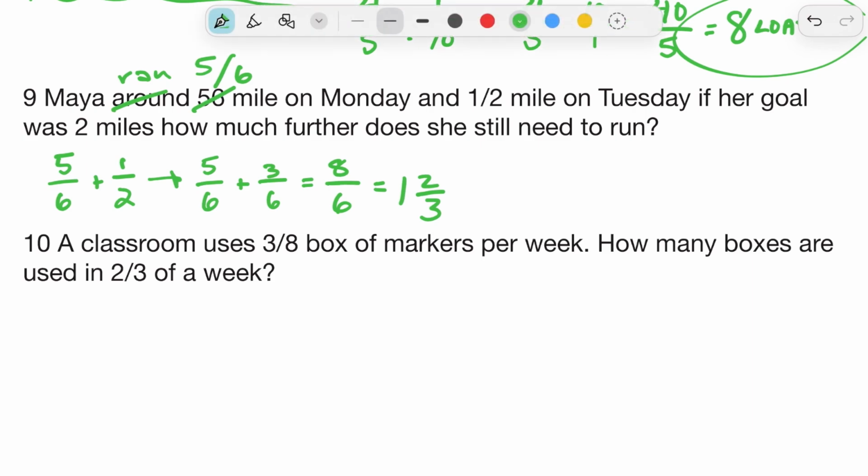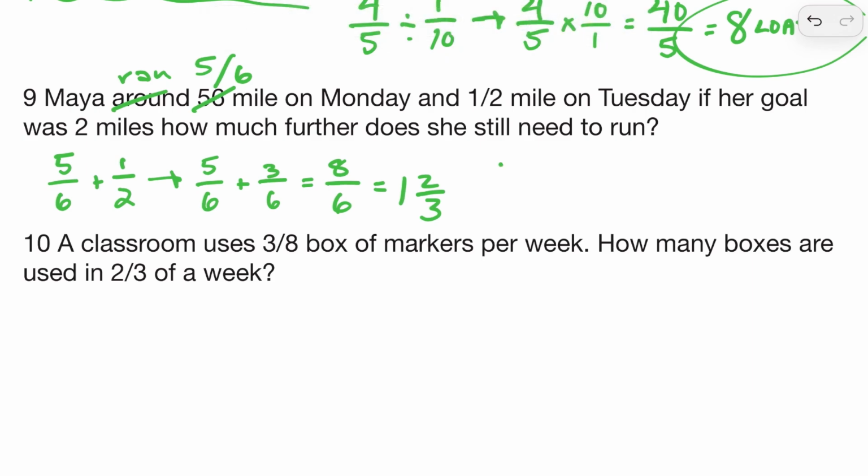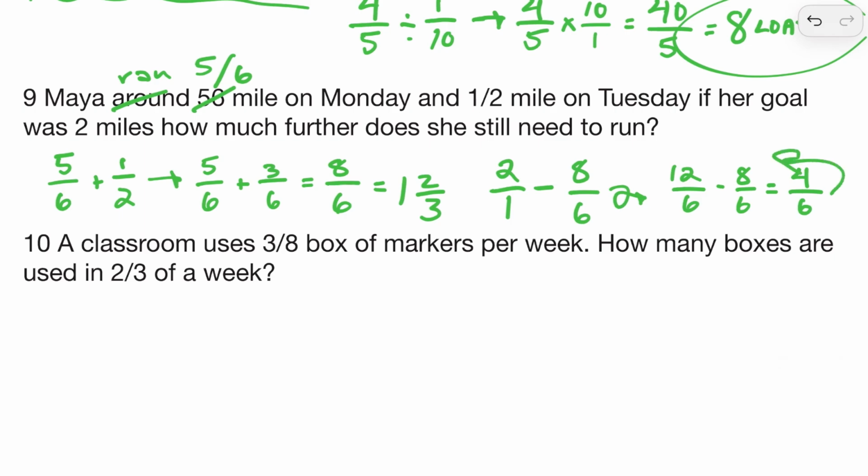Now the question is, how much more does she need to get to 2 miles? Now, a couple ways to think about this. The way I'm going to think about it is I'm going to say we need to get to 2, so let's subtract off where she already is. To keep this simple, I'm going to use the improper fraction form. So we got 2 over 1 minus 8 over 6. That's the same thing as 12 over 6 minus 8 over 6, which is equal to 4 over 6, which is equal to 2/3 of a mile.